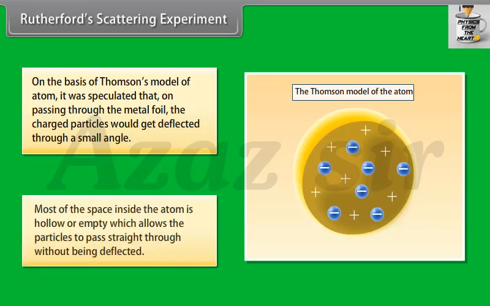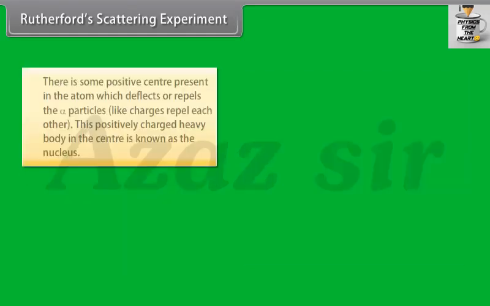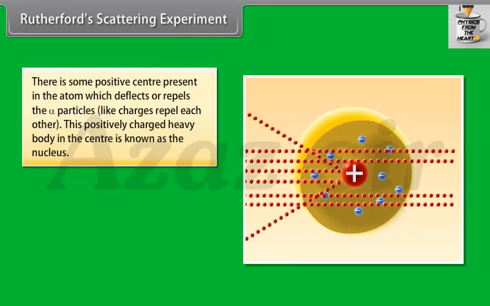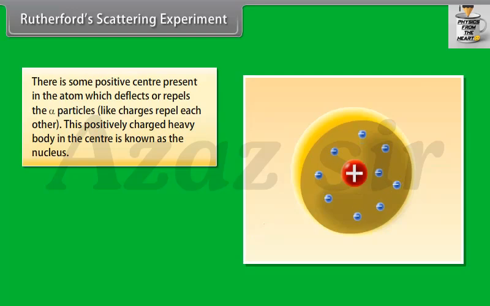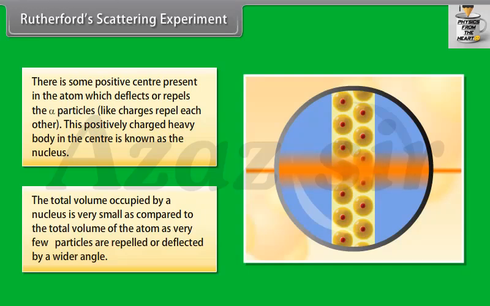1. Most of the space inside the atom is hollow or empty, which allows the particles to pass straight through without being deflected. 2. There is some positive center present in the atom which deflects or repels the particles like charges repel each other. This positively charged heavy body in the center is known as the nucleus. 3. The total volume occupied by a nucleus is very small as compared to the total volume of the atom, as very few particles are repelled or deflected by a wider angle.